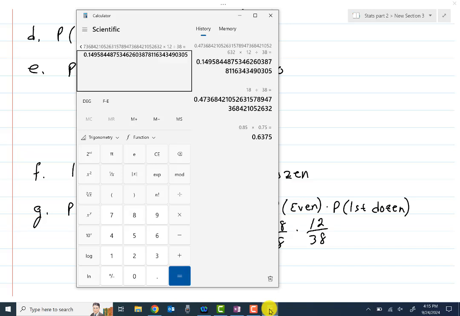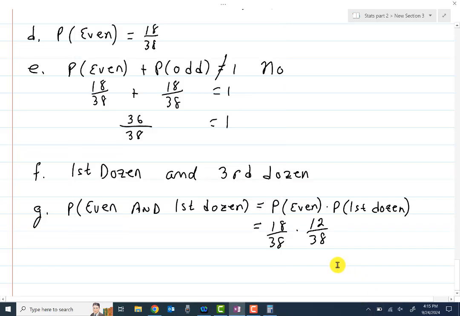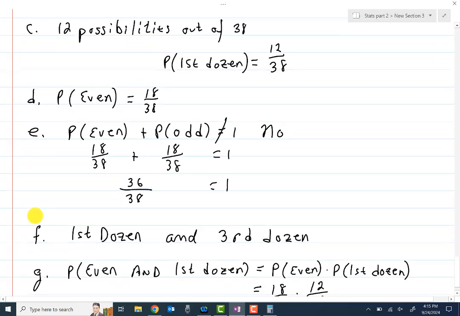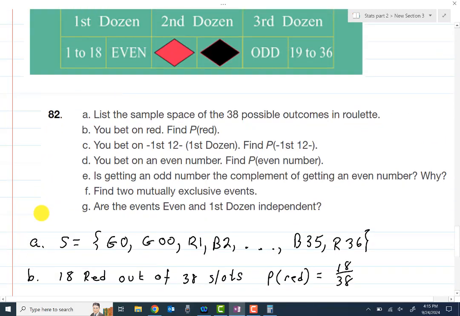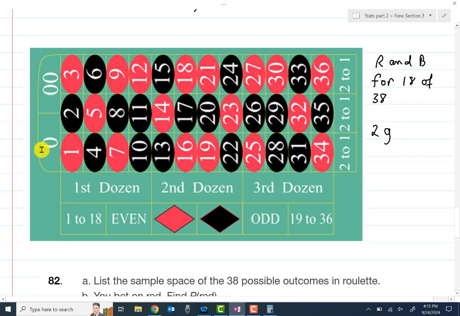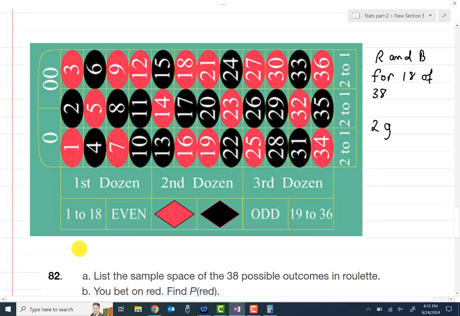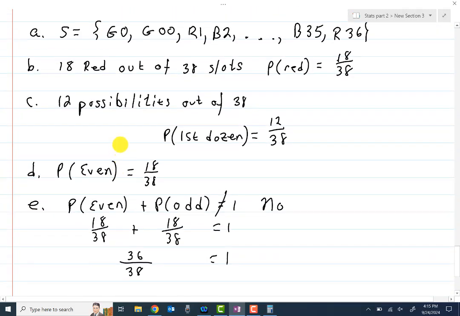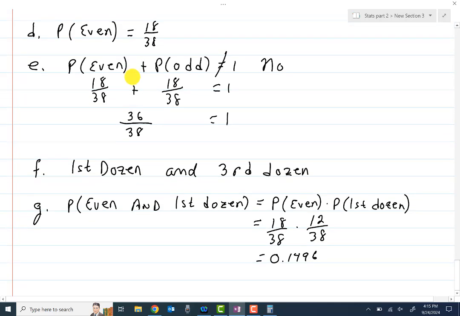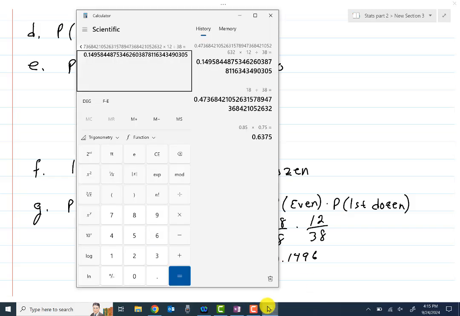And what do we get for my answer? 0.1496. I'll go to 4 decimal places. On the other side, even and first dozen, let's take a look here. How many of the first dozen are even numbers? Well, that's going to be 6 of them. So we're talking about 6 out of 38 here. So the question is, this here is 6 out of 38 just by inspection. Well, let me have that on the calculator and see what happens.